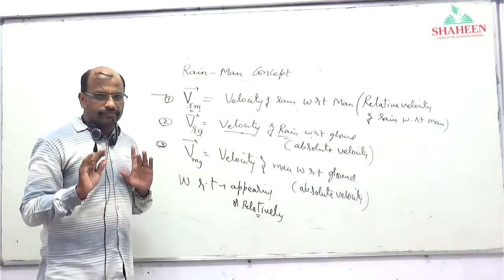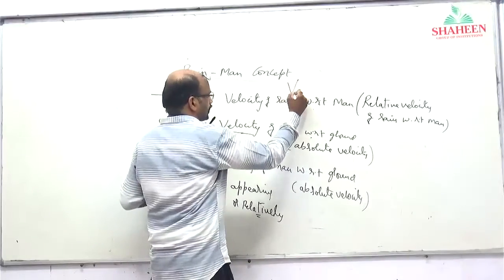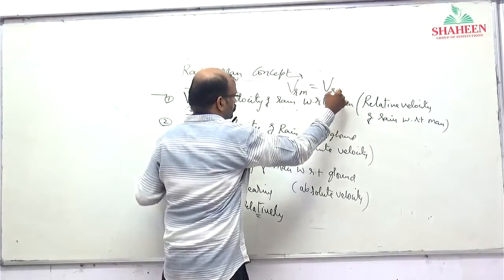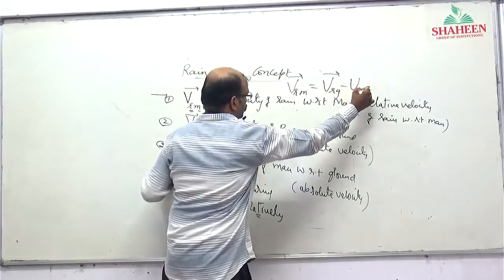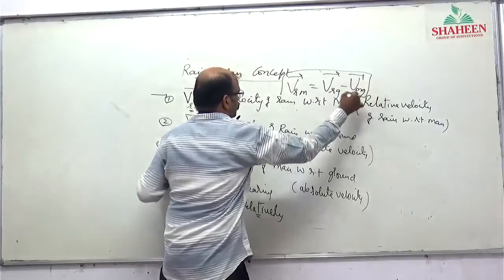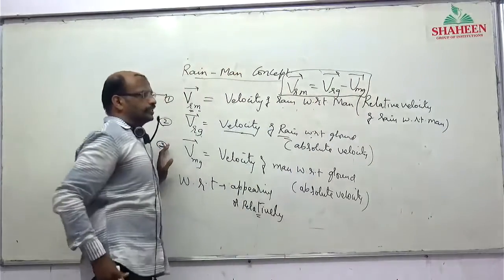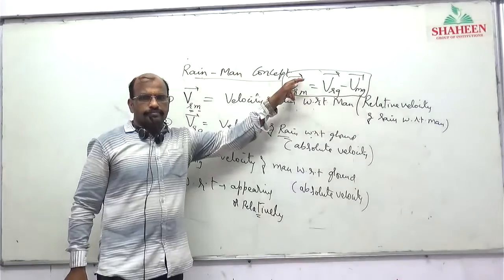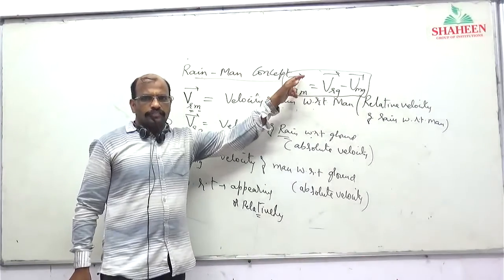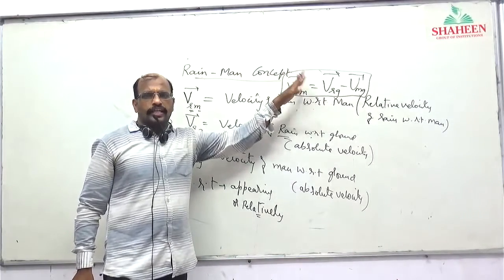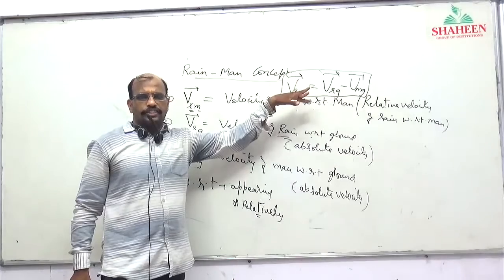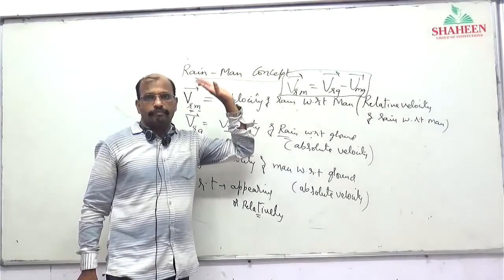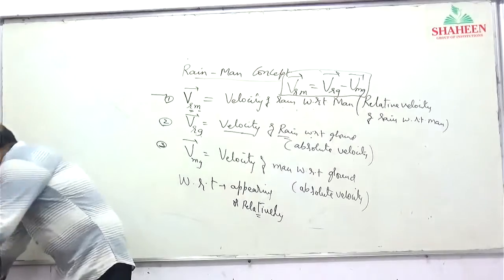Is it clear? First point, you can write it like this also. Relative velocity of rain with respect to man is VRG minus VMG: the velocity of rain with respect to ground minus velocity of man with respect to ground. This point should be clear, right? This equation can also be written as VRM, velocity of rain with respect to man, is VR minus VM. Is it clear?